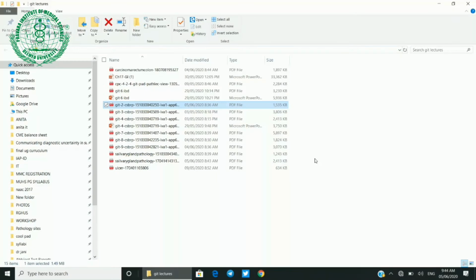So with this, now we move on to an area which is near, and that is the salivary gland. So we will just see the pathology of the salivary glands.